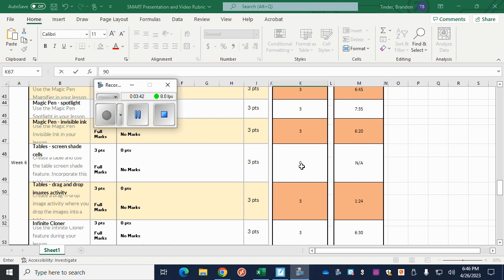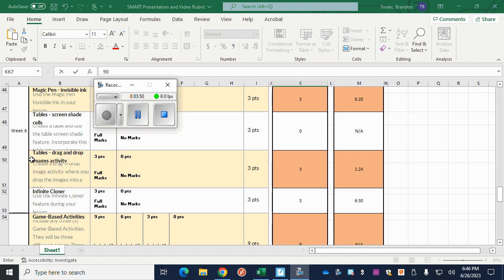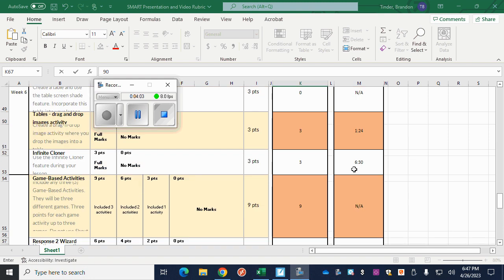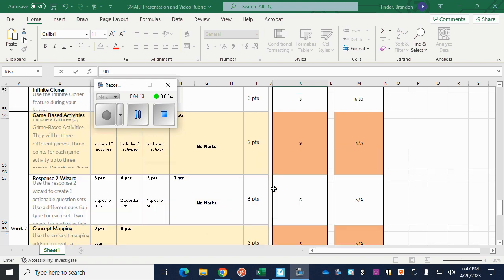The tables with the screen shade, I did not do that because I forgot how. The tables with the drag and drop images, that was at a minute 24. That was where they had to drag the groups of triangles into their correct categorization. The infinite cloner was done with the chess activity at 6 minutes 30 seconds. The chess pieces were set up to be infinite clones so that I could drag more than one of them to show the movement. The game-based activities, I gave myself 9 points on this one.